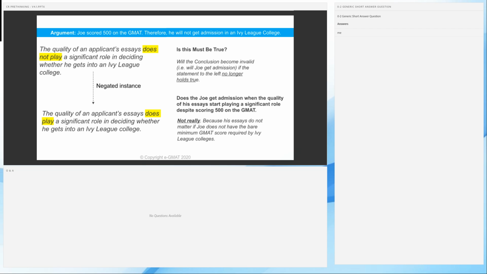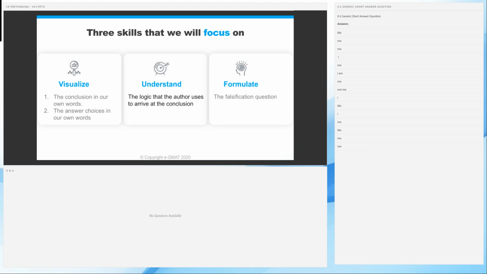How many of you are from India? In India, you see this where if you do not have a certain minimum threshold qualification criteria, you may have a bunch of other excellent things, you still don't get considered for it. This is a very similar scenario. What the author is saying is that Joe doesn't meet a minimum criteria required on the GMAT for the Ivy League schools. Because he doesn't meet that minimum criteria, these other things which he may have don't even play a role.